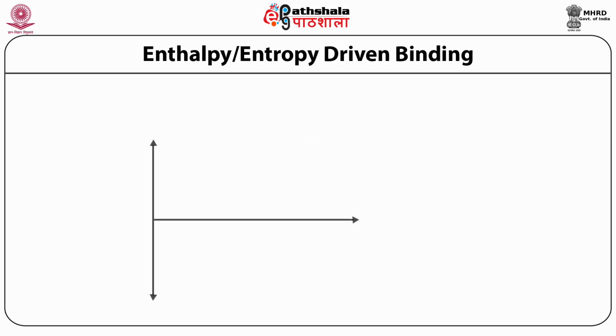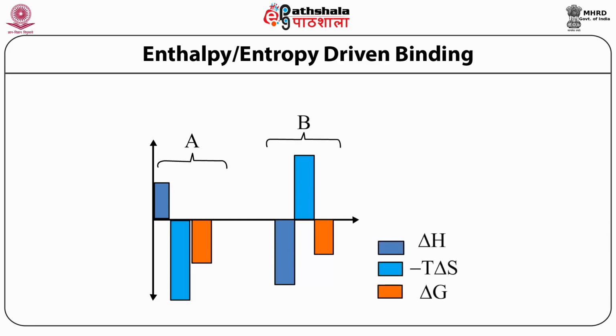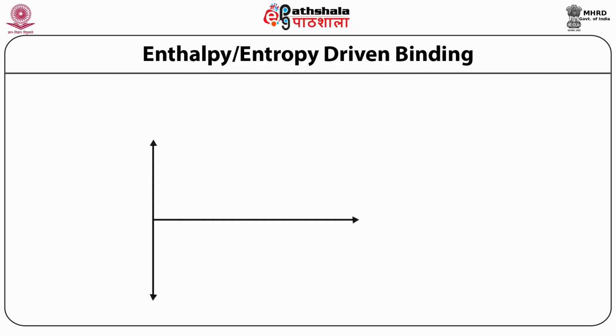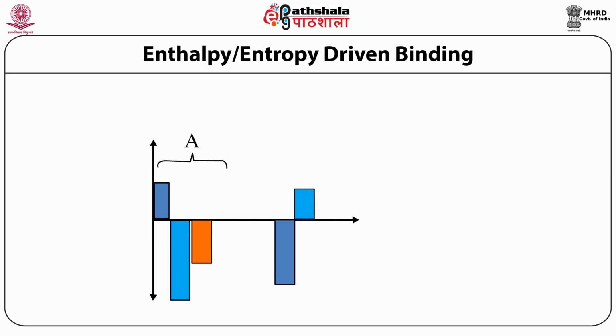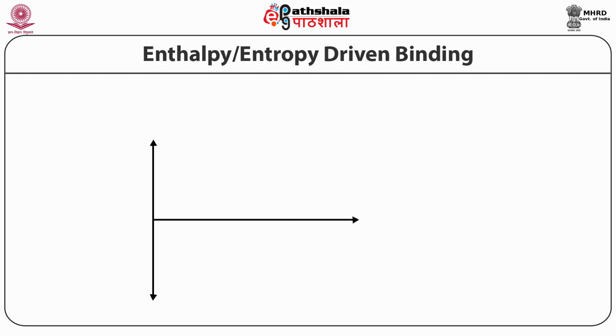You can see scheme B, again delta G is negative, but now delta G is not negative because of the entropy component. It is negative because of the enthalpy component. And that's why this type of reaction is called an enthalpy driven reaction. There is another kind of scenario possible when delta G is negative because of both enthalpy and entropy. In that case, it is both enthalpy and entropy driven binding.